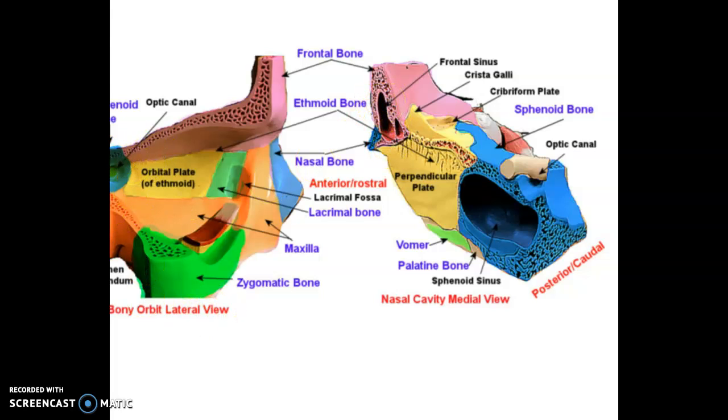So then we have the sphenoid bone in the back. Remember I pointed out the sphenoid bone. This is the optic canal. The optic nerve is going through it. And that's the foramen rotundum right there. Another nerve is going through that one.